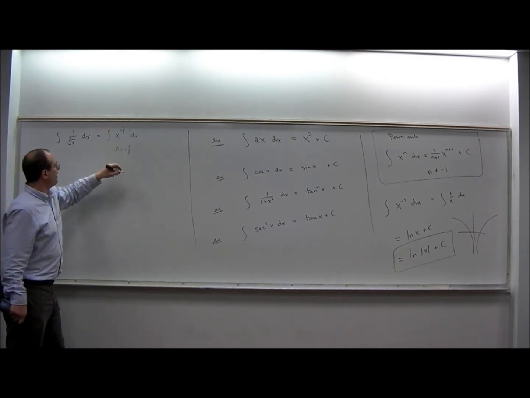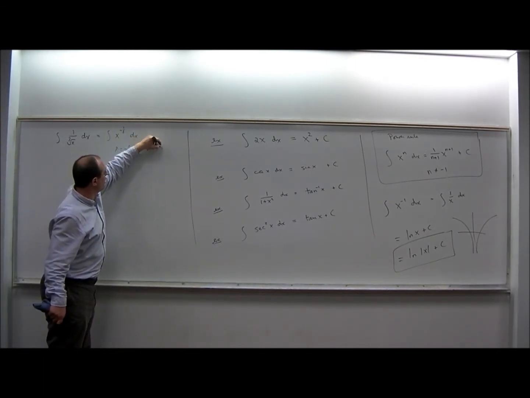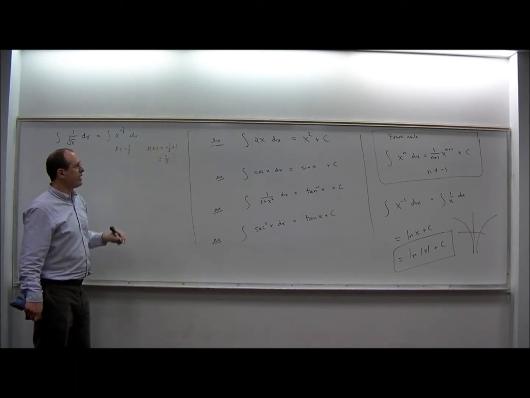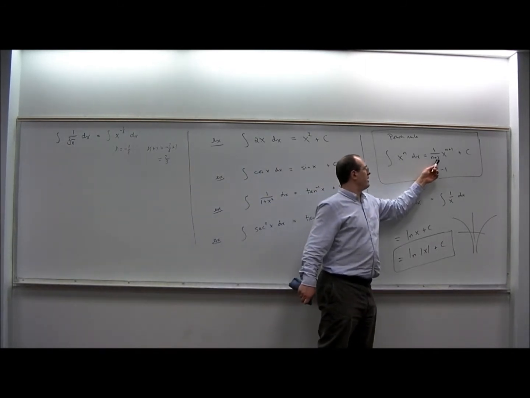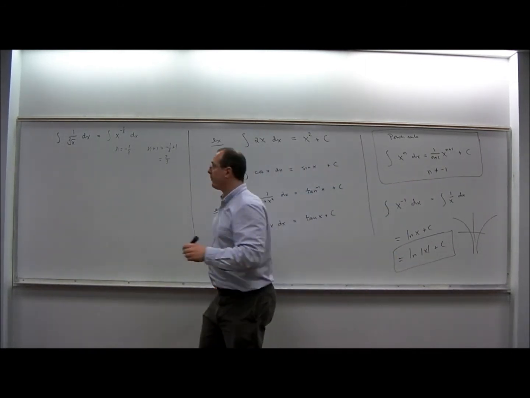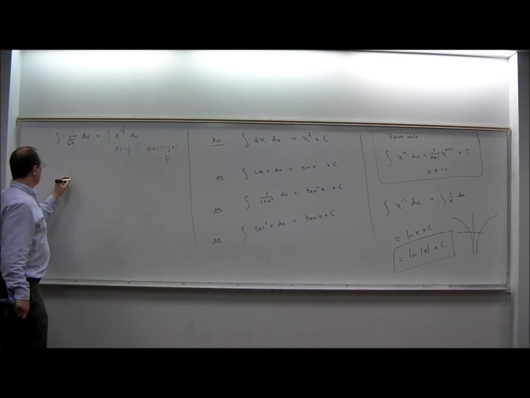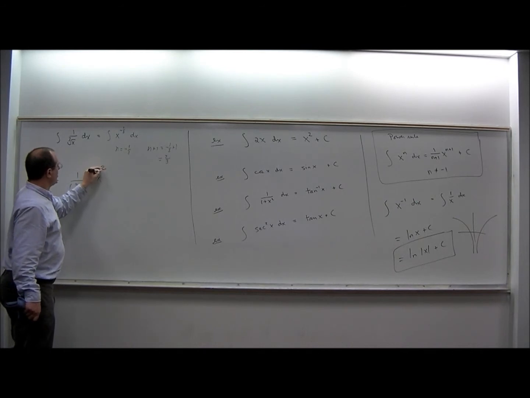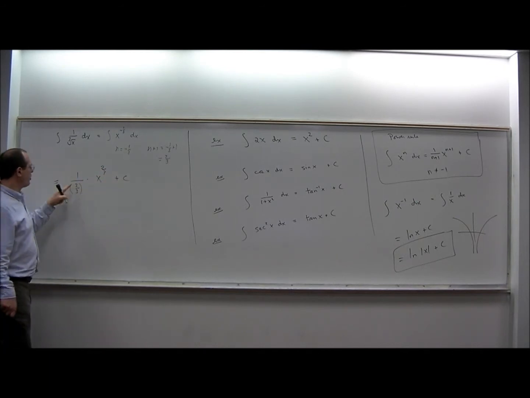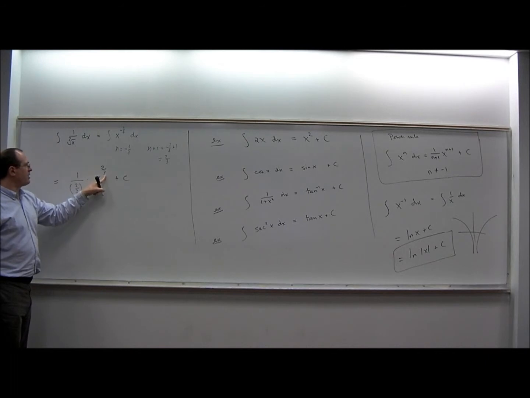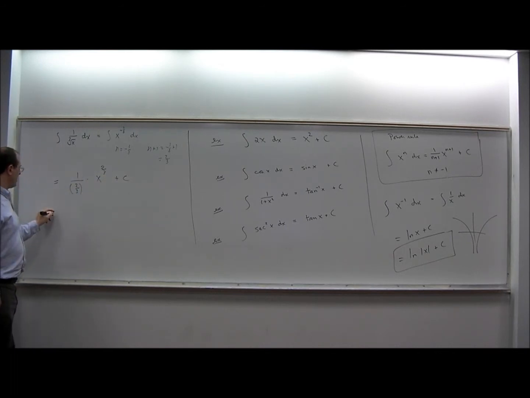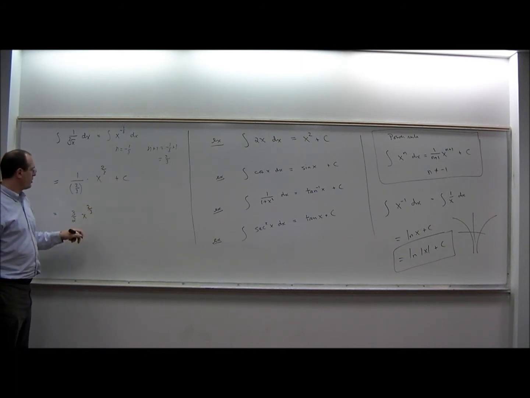So if n equals negative 1/3, then n plus 1 is negative 1/3 plus 1, which is 2/3. So the n plus 1 that appears here and here is 2/3. So the answer is 1 over 2/3 times x to the power 2/3 plus c. 1 over n plus 1 times x to the n plus 1 plus c. And 1 over a fraction simply means its reciprocal. So this is 3/2 times x to the 2/3.